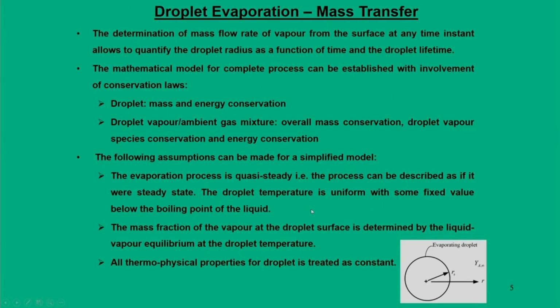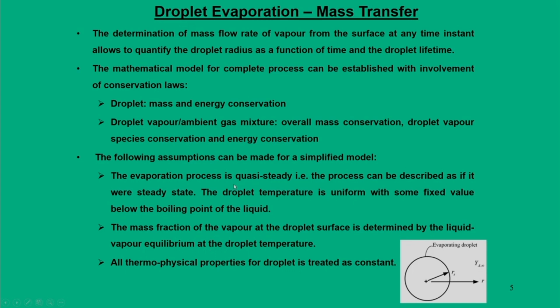and there we say that the droplet is completely evaporated. To do this analysis, or this mathematical modeling, we need to involve the conservation laws for the droplet, where you need to recall the mass and energy conservations. We also need to recall the droplet vapor and ambient gas mixture, where we require overall mass conservation, droplet species conservation and energy conservation. And to analyze this, we have to frame certain assumptions for our mathematical understanding.